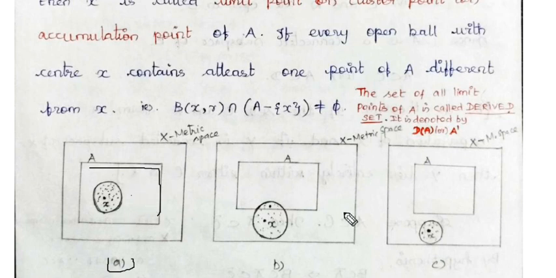So come to figure B. Here X is a metric space. This is the subset A. See, this is the open ball. There are infinite number of points in this open ball. It is the center. The open ball is drawn partly outside the subset, and the center point x is not in the subset A. What is the definition? In this open ball with center x, at least one point of A different from x.